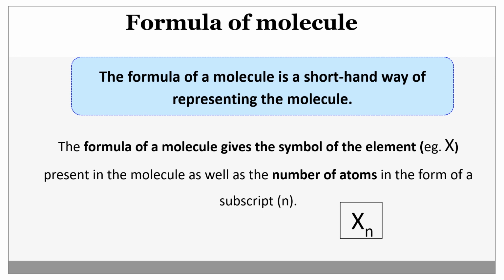So, the formula of a molecule is a shorthand way of representing the molecule. The formula of a molecule gives the symbol of the element, for example X, present in the molecule, as well as the number of atoms in the form of a subscript N. So X represents the symbol of the element, and the subscript N shows that there are N atoms in one molecule.